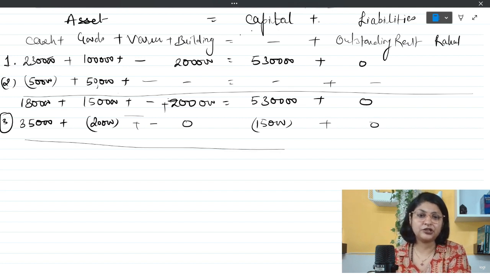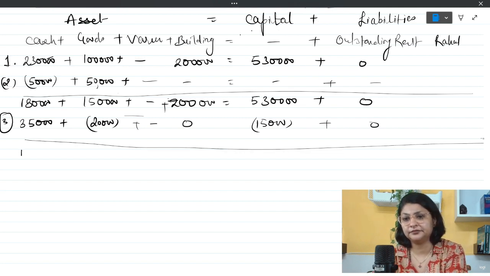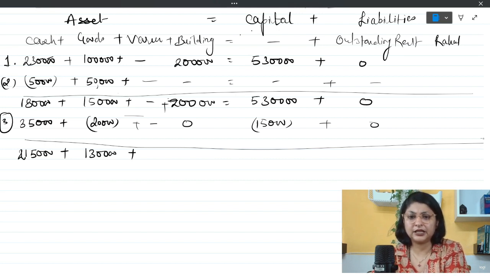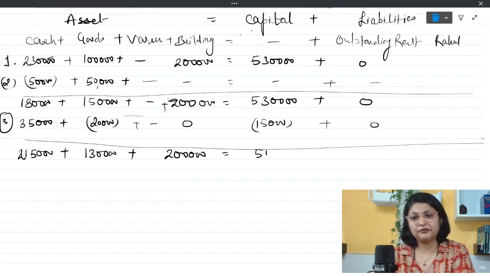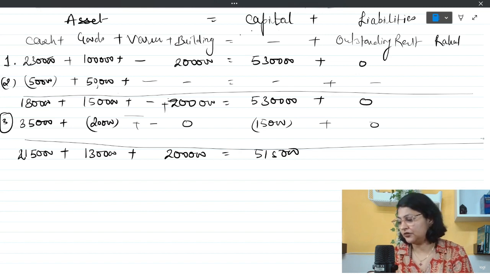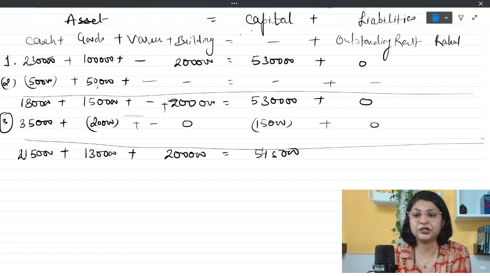So my equation after this is 2,15,000 plus 1,30,000 plus 2 lakh is equal to 5,15,000. So let me check whether my equation is tallying or not. If I have made any accounting or calculation mistake, it will be caught over here. Okay, this is 5,45,000. So the accounting equation is tallying once again.